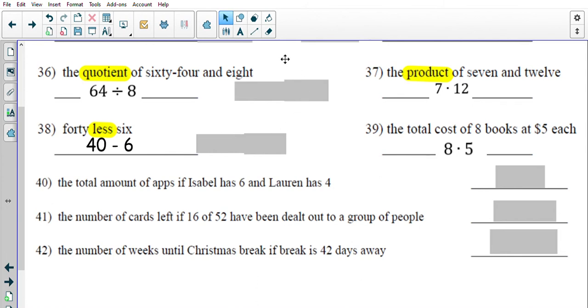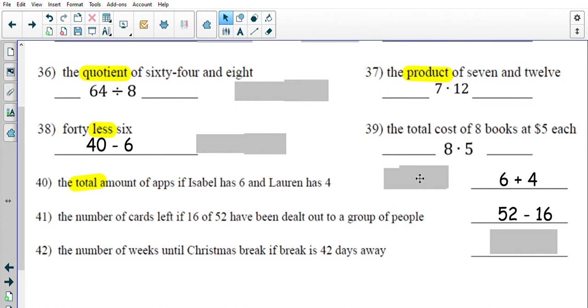Number 40, the total amount of apps. If Isabel has 6 and Lauren has 4, my question is, why don't they have more apps? But in this case, total represents addition. So 4 plus 6 or 6 plus 4. Number 41, the number of cards left if 16 of 52 have been dealt out to a group of people. Maybe it's 2 people playing Uno, for example. This is going to be subtraction. When we're talking about what's left, often that means subtraction. So we can write this as 52 minus 16.